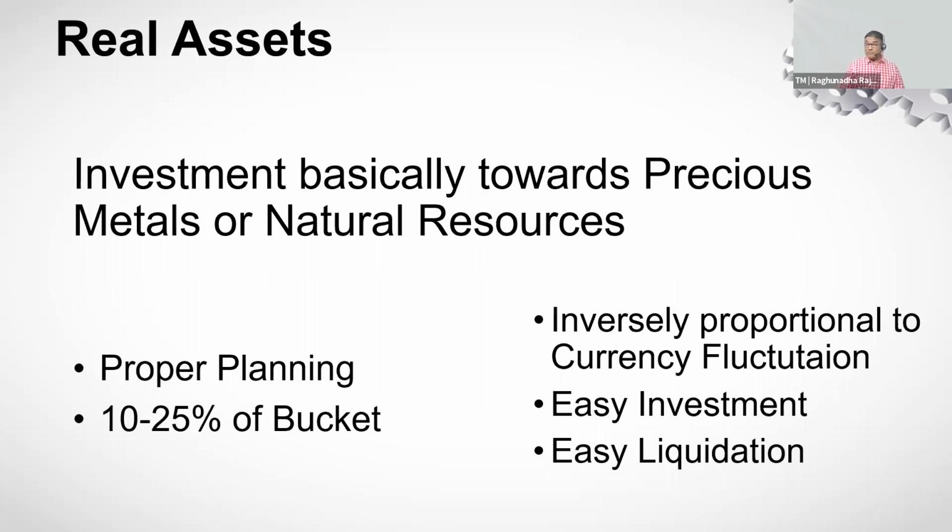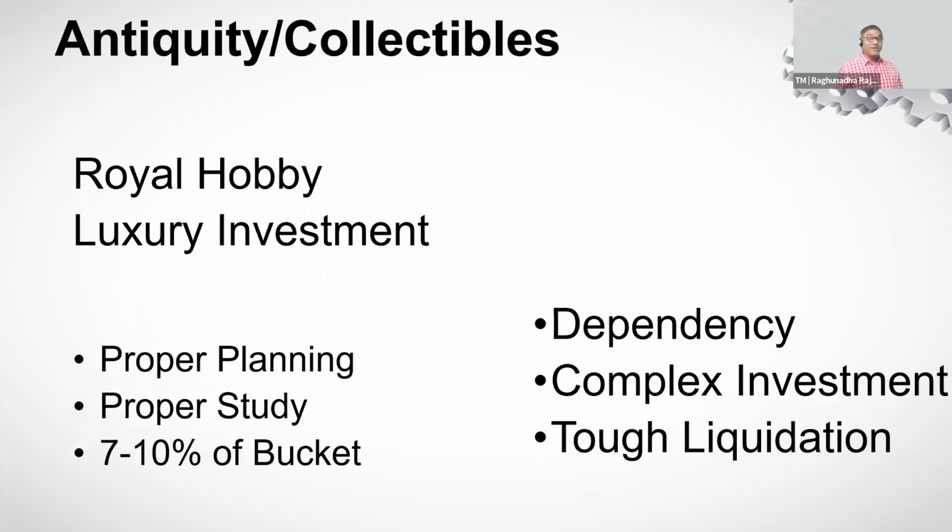The good thing about this is that it is inversely proportional to currency fluctuation. As soon as you see the US dollar rising and the Indian rupee dropping, silver and gold prices rise, and even your land prices. It is very easy to invest and easy to maintain because you hold them. And I love to invest in things that I hold, not where somebody else is holding and doing.